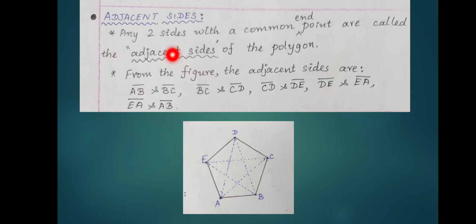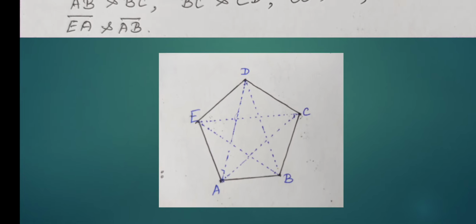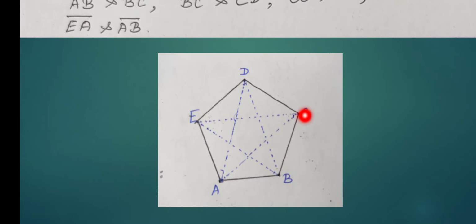Adjacent sides. Adjacent means next. Let us see the definition. Any two sides with a common endpoint are called the adjacent sides of the polygon. So take any two sides with one common point. Consider AB and BC. They have the common point B. So the sides AB and BC are called adjacent sides.